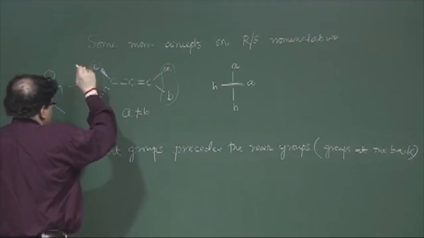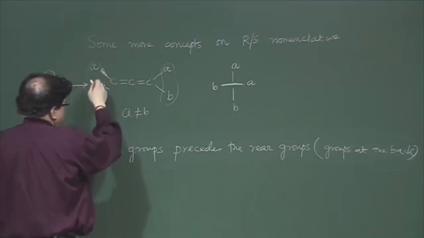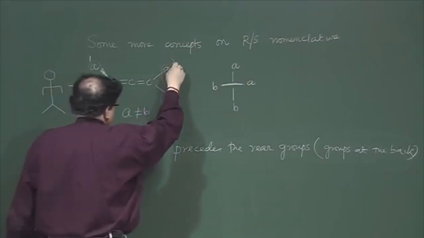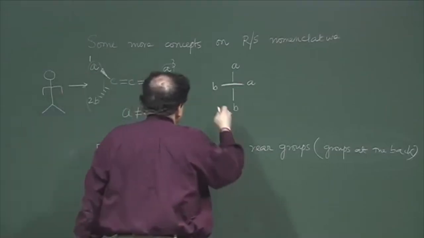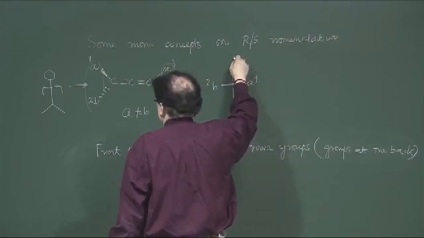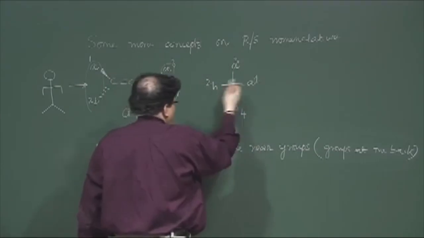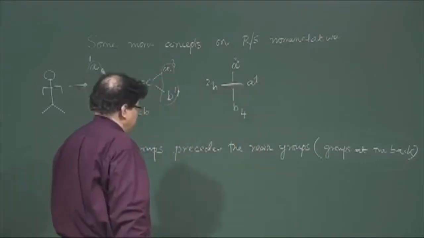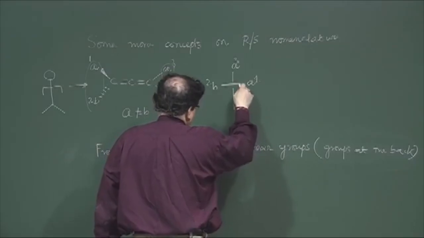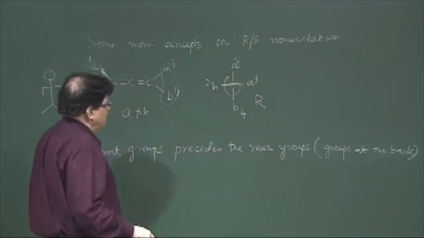Now, suppose A is number 1, since A has a higher atomic number by priority sequence. So suppose this A is number 1 and this B is number 2, and then this will be number 3 and this will be number 4. You can place these numbers here. This A will be number 1, B will be number 2, this A will be number 3 and this will be number 4, because these A and B are at the rear position. These are 1 and 2 because they are in the front position. Now you see the sequence going from 1 to 2 to 3. This gives R configuration. This molecule thus exists in the R configuration.